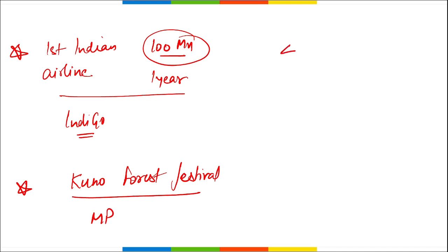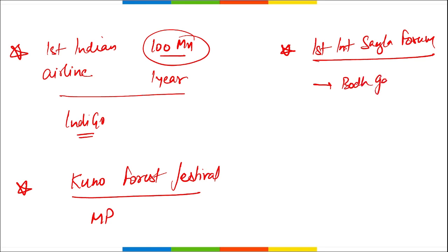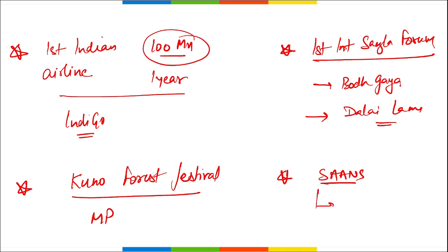Correct? Then recently the Dalai Lama inaugurated the first International Sangha Forum. A question can be asked where this was held. This was held in Bodh Gaya. The next question can be who inaugurated it. Dalai Lama ji inaugurated it. Mark this also. Right? Then next, there was a SARS campaign, right? And this was launched by which state? Manipur. And what was this campaign against? It was against pneumonia.